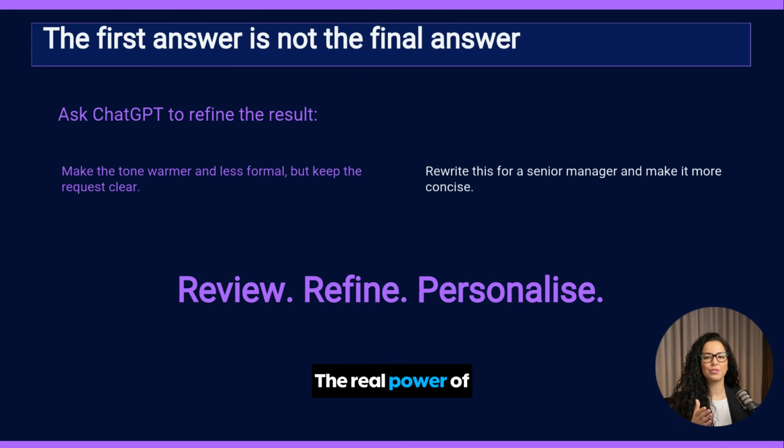The real power of ChatGPT is not getting one perfect answer immediately. The real power is improving the answer through follow-up instructions. You can say, make this warmer, make this more concise, make this suitable for a senior manager, or make this easier for a new employee to understand. Each follow-up teaches ChatGPT what you need. That is why you should treat it like a drafting assistant, not a final decision maker.